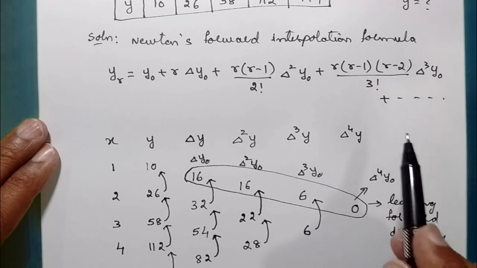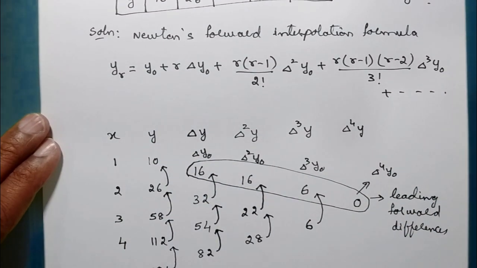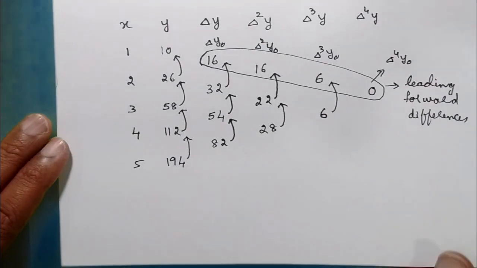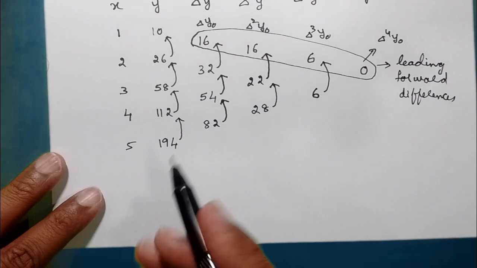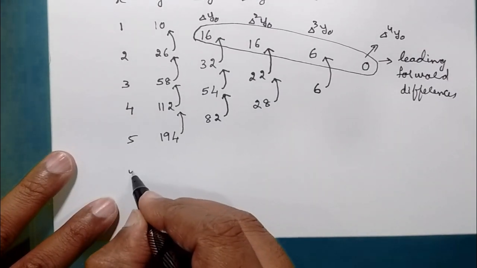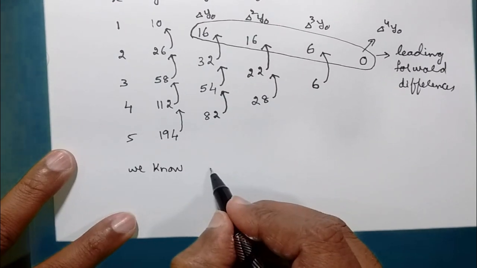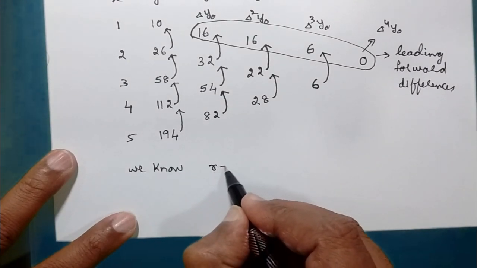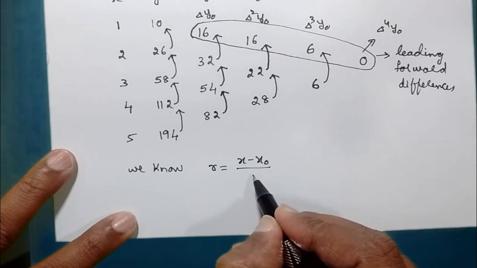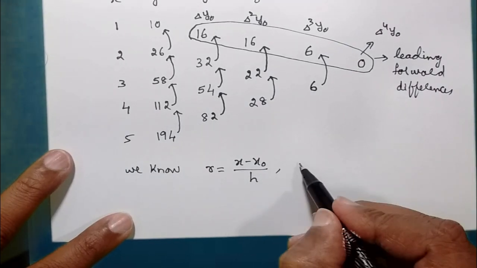One more term has to be written here. Along with that we should also get the value of r. So what should be the value of r? This value of r I also gave you as a formula in the previous video. So we will be taking that value of r over here. So we know the value of r for the forward difference will be r is equal to x minus x naught divided by h, where h will represent the step size.